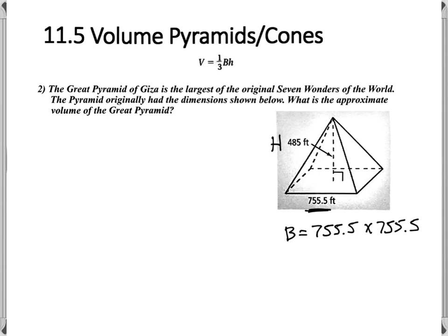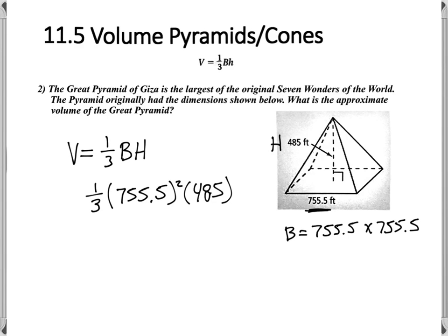Now go ahead and pause the video and see if you can calculate the volume of this pyramid on your own. So in this case, we're going to take 1/3 the base area, which would be 755.5 times 755.5, times the height of 485. And when you multiply all of that out, you get your volume for the Great Pyramid to equal right around 92,276,140.4 feet cubed.